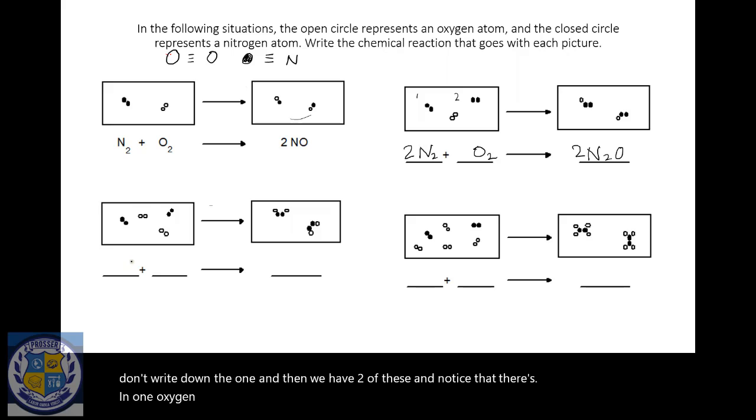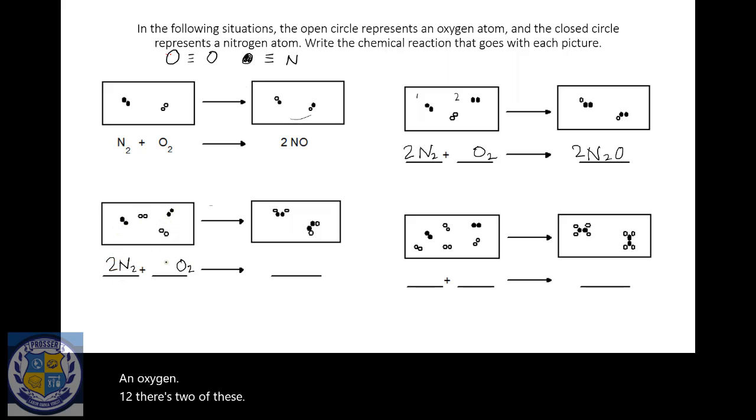Okay, let's go down to the left. Again, we start with nitrogen and oxygen. 1, 2, there's 2 of these. And there's 2 of these. Then we end up with this molecule here: 2 oxygens, 2 nitrogens in the molecule, and I have to put a 2 here.